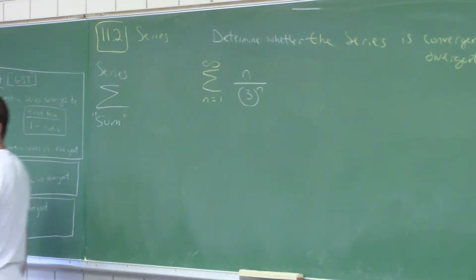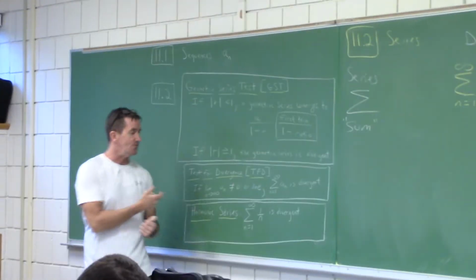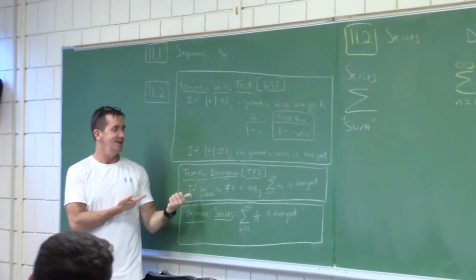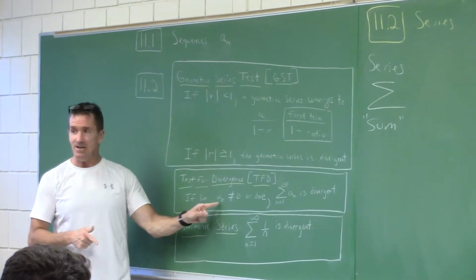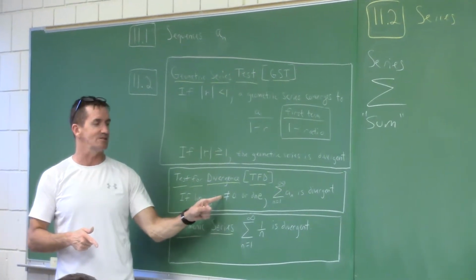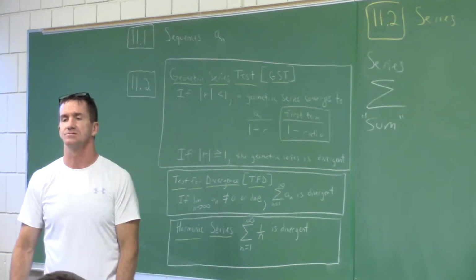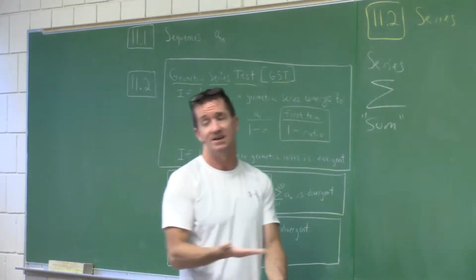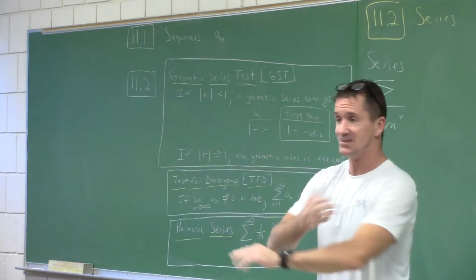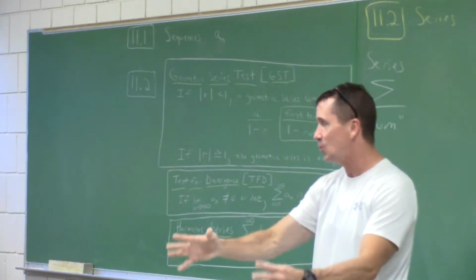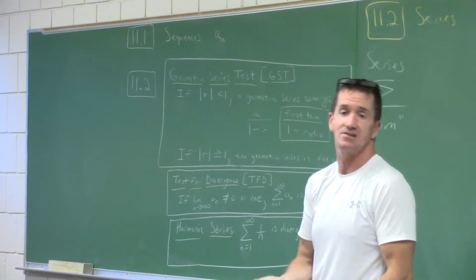Well, this is one of the coolest tests of all. It's called the test for divergence. If the limit of the sequence is not equal to 0 or does not exist, then this series must just diverge. I do want to point out this test doesn't have a test for convergence. It just has one flat out test, but it's so cool it will tell us whether or not that series is divergent.